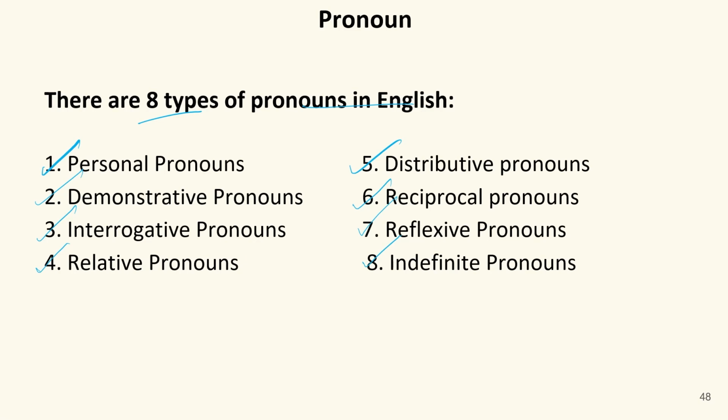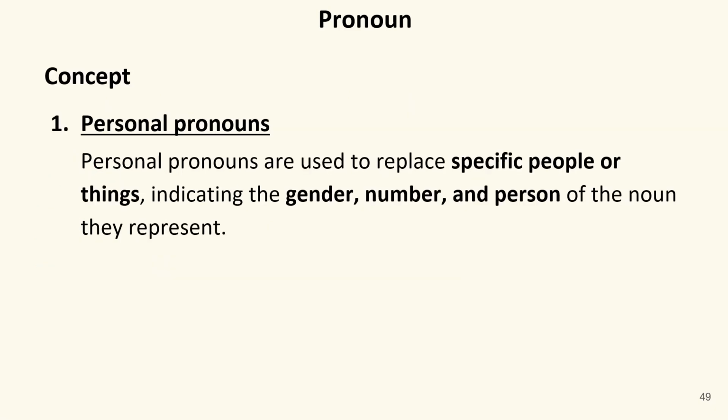Now first we have personal pronoun. Now what is personal pronoun? As the word suggests, the word is made of person. So a person's personal information or a person's personal names can be used in this personal pronoun. Personal pronouns are used to replace specific people or things, indicating the gender, number, and person of the noun they represent.